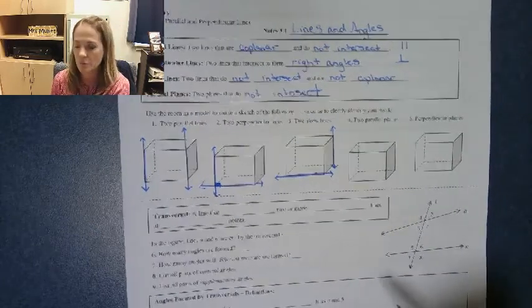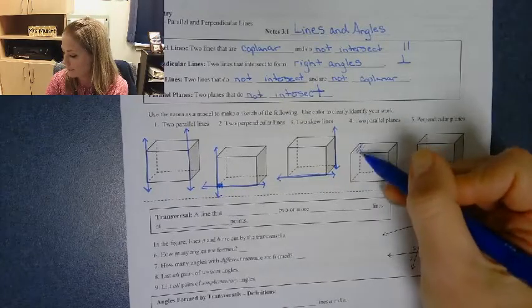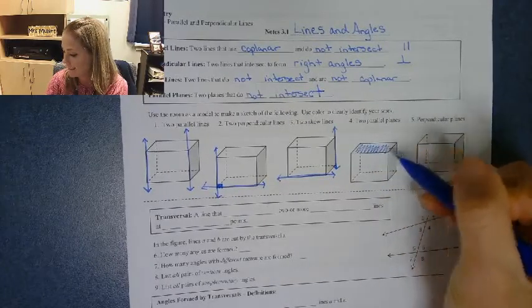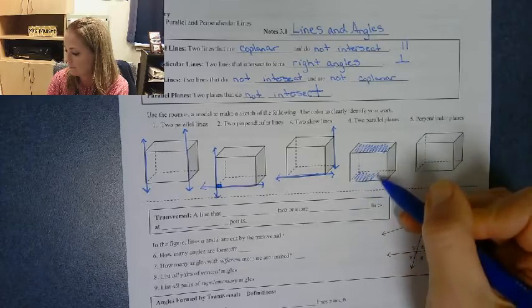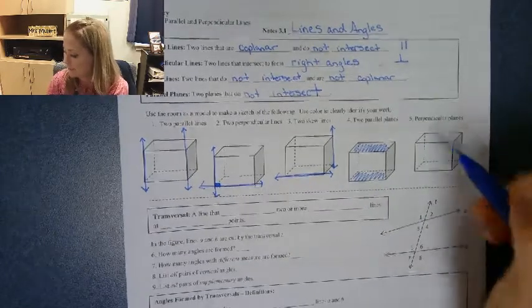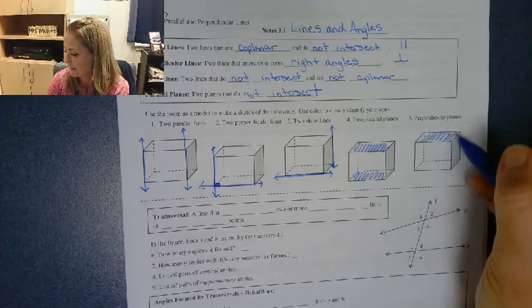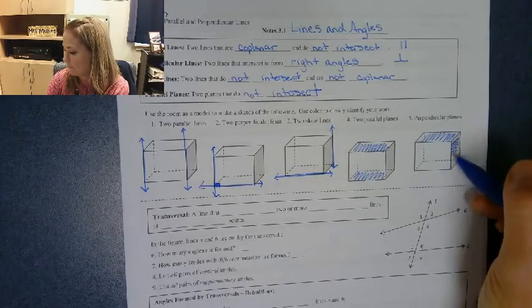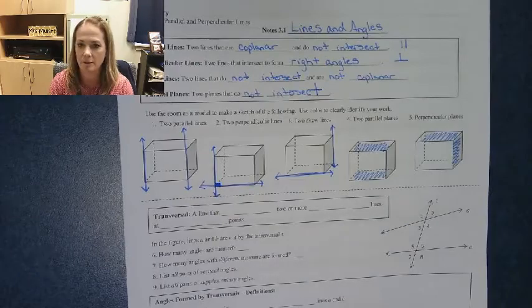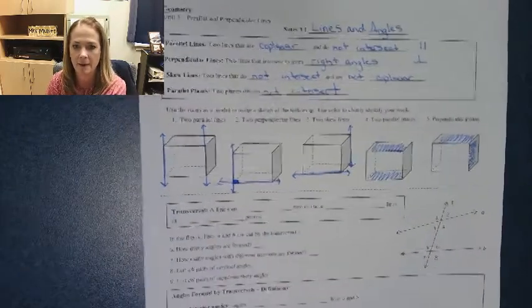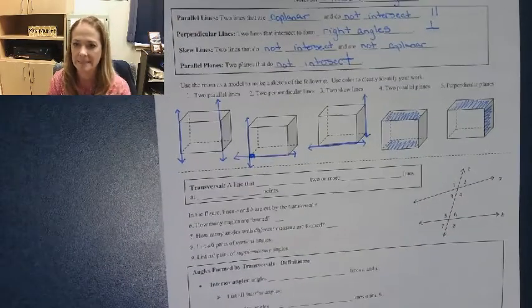Those would be skew. Parallel planes, that could just be like the ceiling and the floor. And then perpendicular planes could just be like the ceiling and this right wall. That would be a perpendicular plane. That's not listed up there at the top, but it's the same idea.